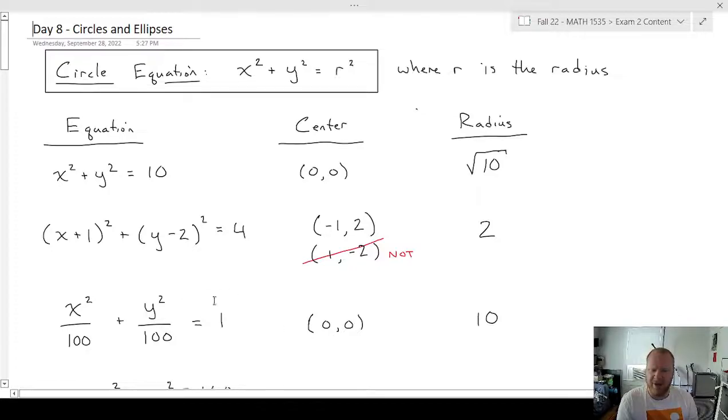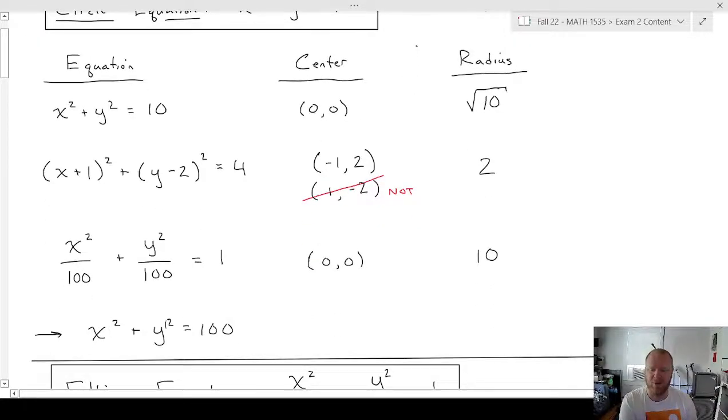Looking at this one, you may originally think that the radius is equal to 1, but again, this circle equation has got to be in the form x squared plus y squared equals r squared. So in this third equation, I've got these terms, but since I want this to look like x squared plus y squared, I do need to multiply both sides by 100. So when I do that, I get x squared plus y squared equals 100. And from that, I can tell the radius is 10. So that's circles.